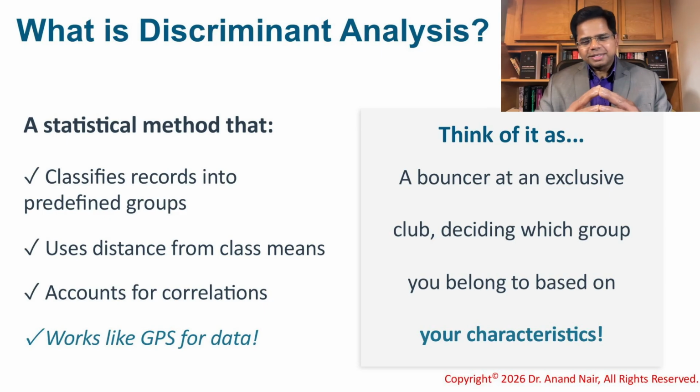So, what exactly is this thing? Imagine you're at a party and there's this really perceptive bouncer who can tell just by looking at you whether you're VIP or regular admission. That's basically discriminant analysis. It looks at your characteristics and figures out which club you belong to. Unlike that awkward moment when you try to sneak into the VIP section, this method uses actual math. Specifically, it measures how far you are from each group's average. It's like social cliques in high school, but with statistics instead of drama.